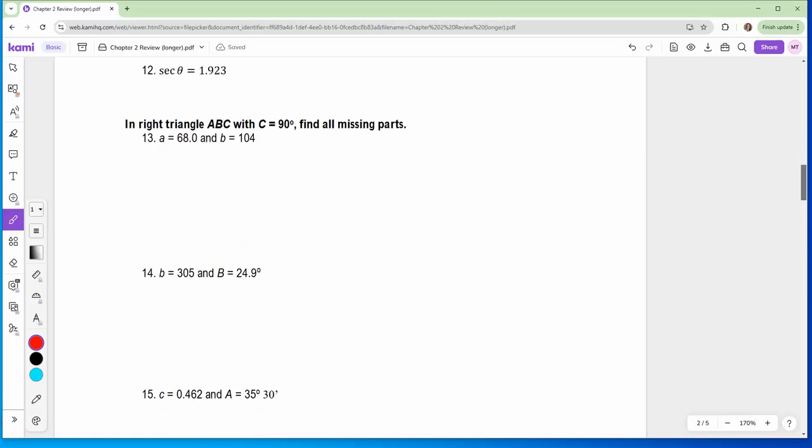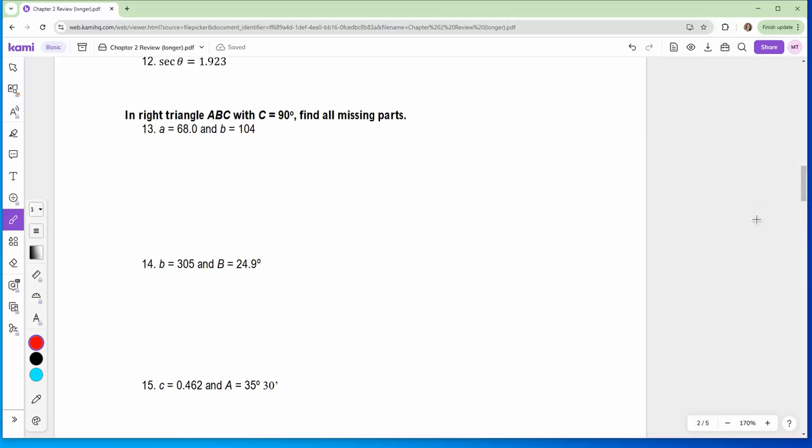Then we had finding all missing parts to our triangles. So, in right triangle ABC, I would recommend drawing a picture on every question. Biggest mistake I've seen on these is labeling them wrong. Side A is across from angle A, and B is 104. So easiest way to get C would be Pythagorean theorem.